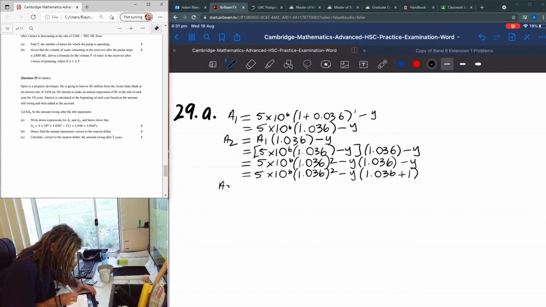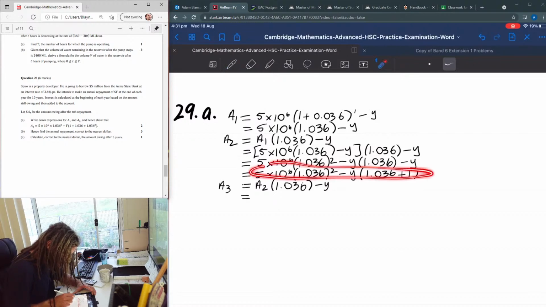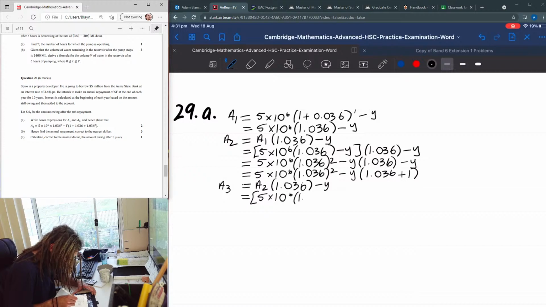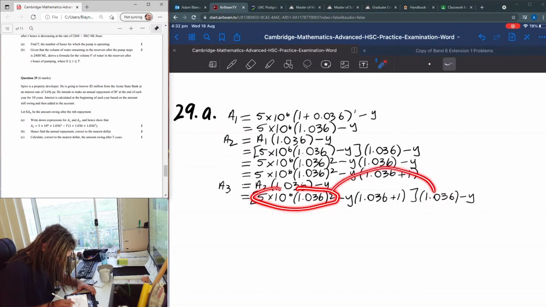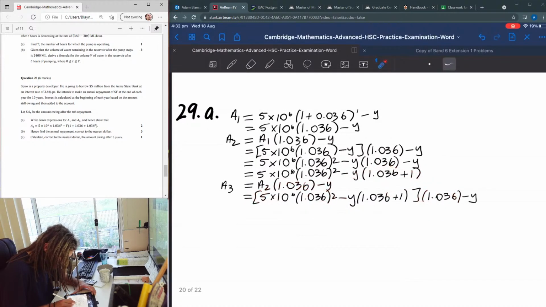Okay. A3 is A2 compounded. I'm doing that, and then I make a repayment. A2 is all of this, so that's all going to go in here. 5 times 10 to the 6, 1.036 squared, minus Y, 1.036, minus Y. Okay. Now, all of this, so I'm distributing this. So when I times that by that, that's going to put a 3 here, and then it's going to put 2 here.